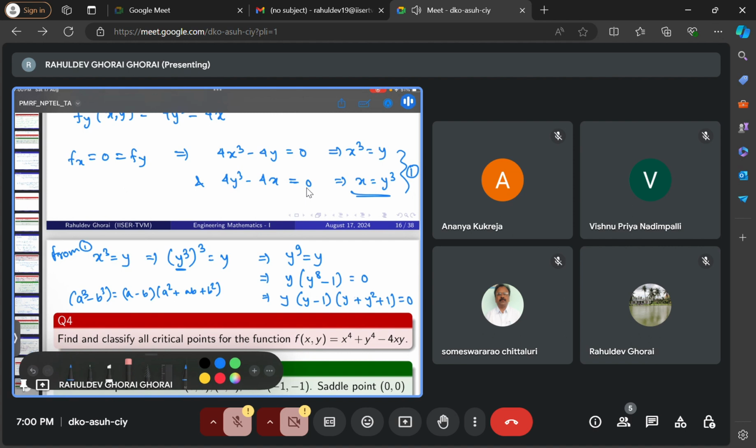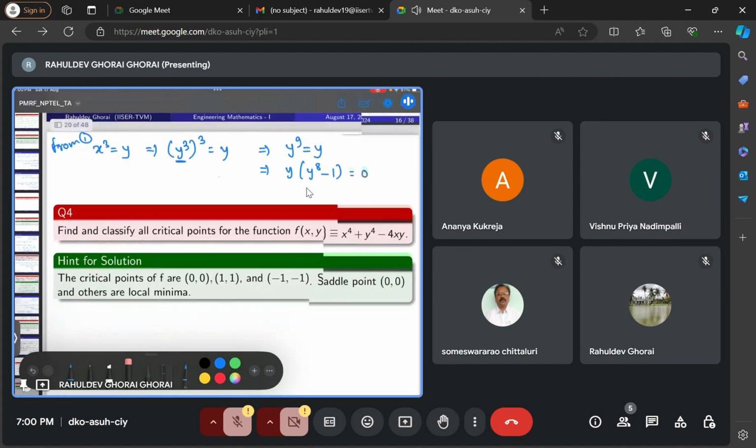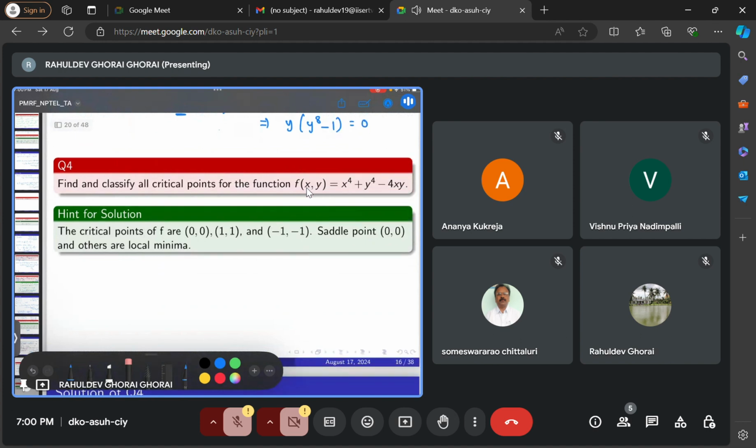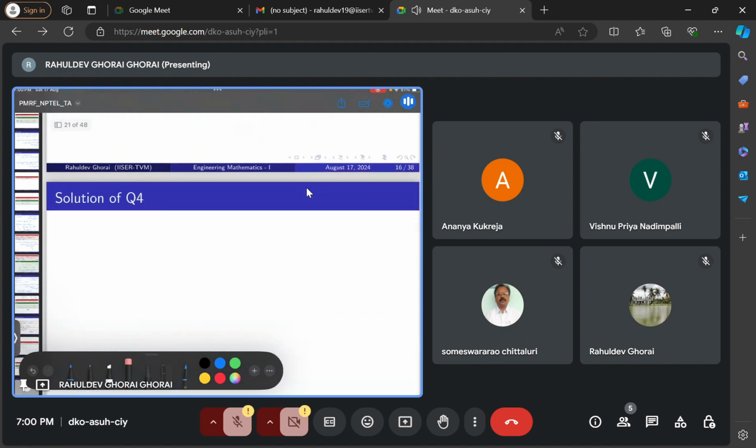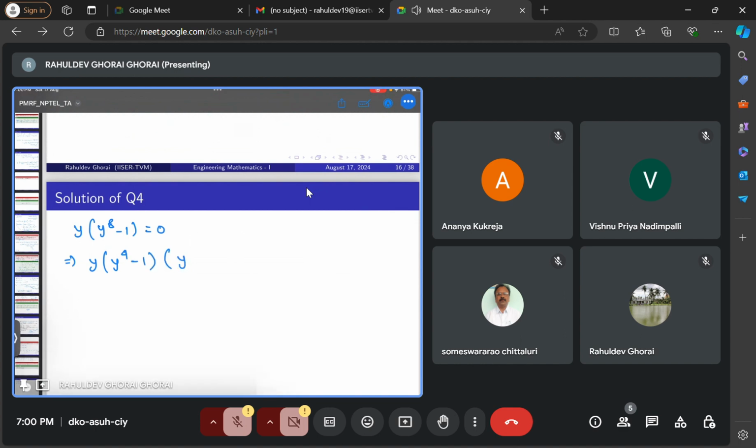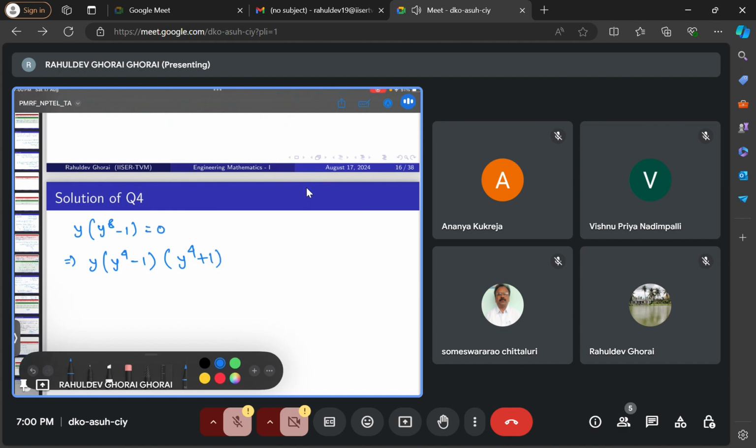No, so let's write in a better way. Okay, so we have come up to this. Remember, y times (y to the power 8 minus 1) is equal to 0 is given. This implies y times (y to the power 4 minus 1) times (y to the power 4 plus 1) is equal to 0.